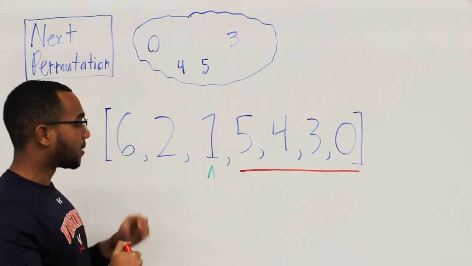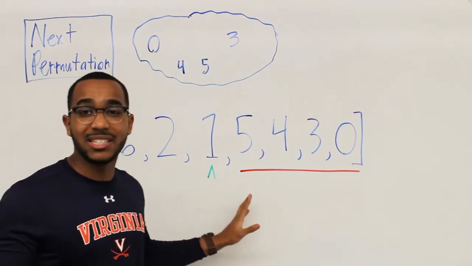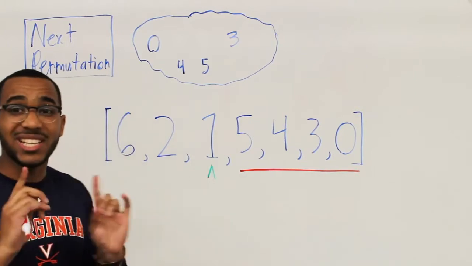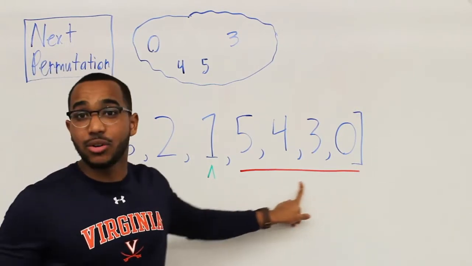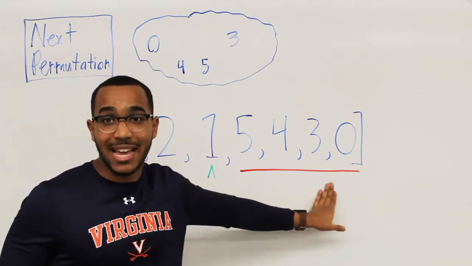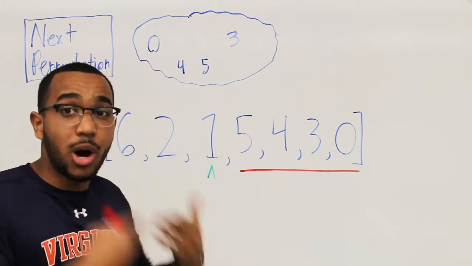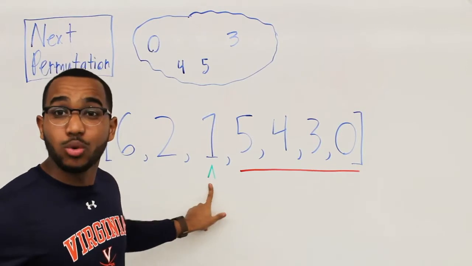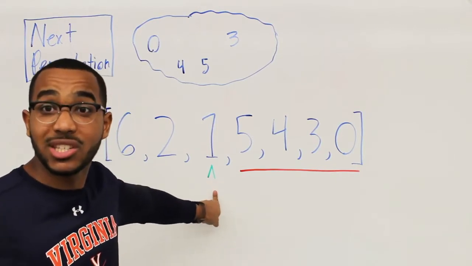But notice here, this item is before a strictly decreasing section. Remember, we just established a strictly decreasing section is on its last permutation. If this section is on its last permutation, what do we need to modulate? We need to modulate what is right before that strictly decreasing section.